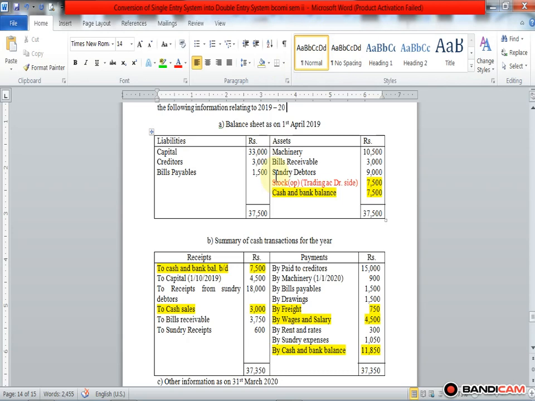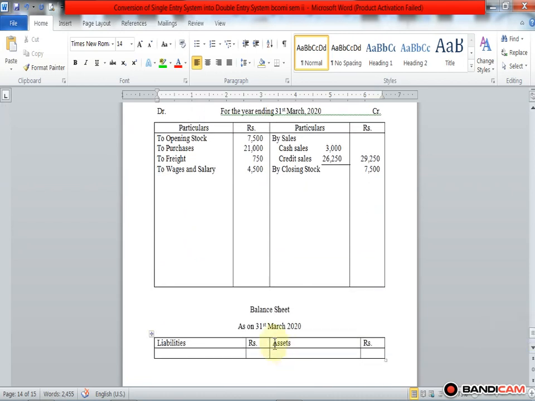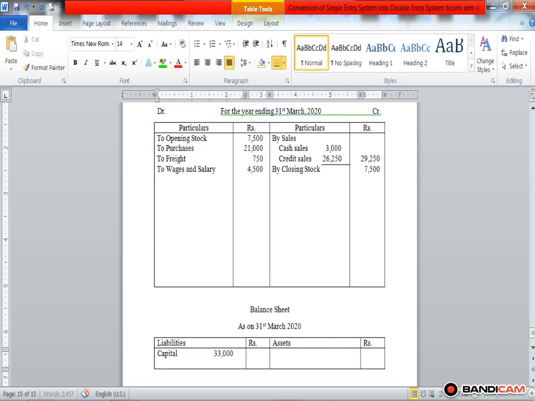So here machinery, bills receivable, do we start from assets or liabilities, anyone? So we start from the liability side. Capital: opening capital is transferred to the closing balance sheet as closing capital. Write down the amount of capital in the inner column, because additional capital, net profit and drawings, we less or add these items from the capital. So capital is 33,000.